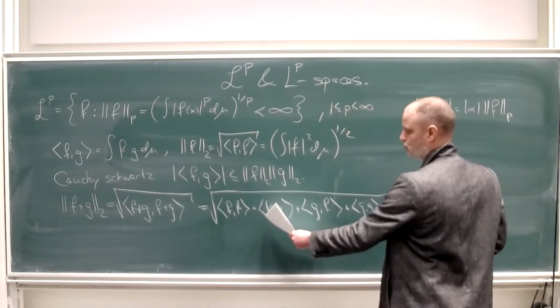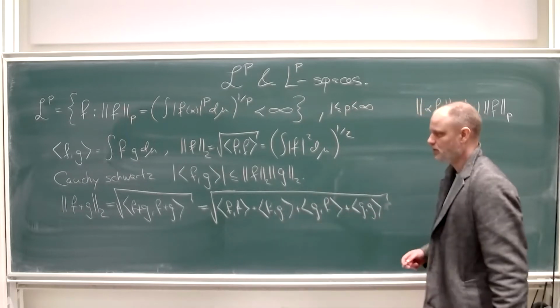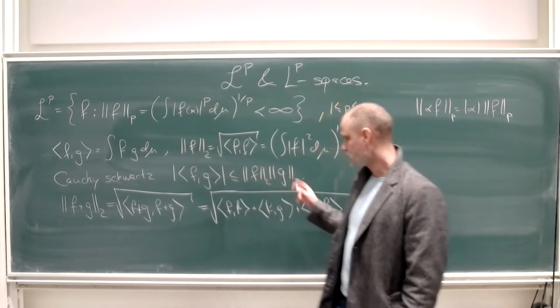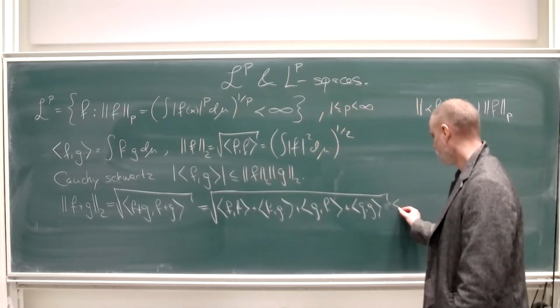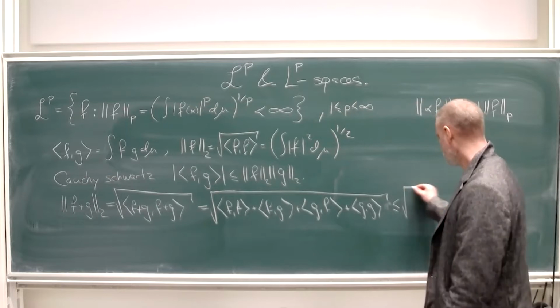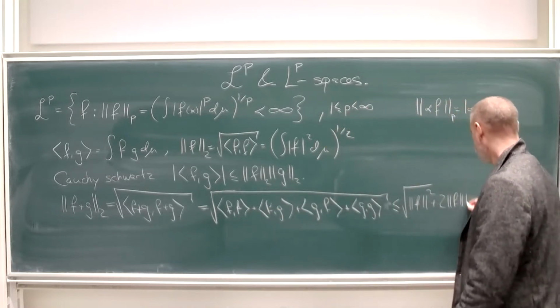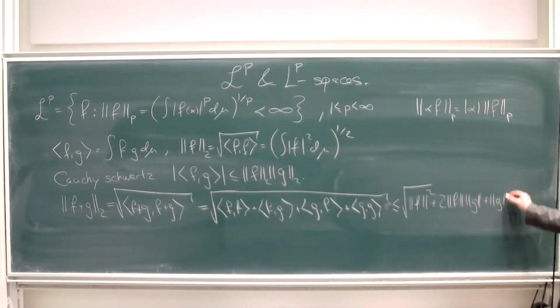So this, I can write as 2 times f comma g, but then f comma g is less than or equal to this, right? So altogether, here I get this guy is just norm f squared. Then I have 2 norm f norm g plus norm g squared.